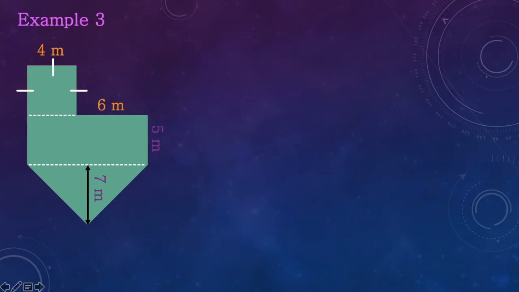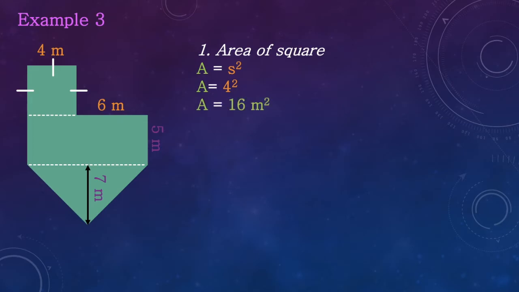So let's do our calculations. We're going to start with the easiest part, the area of the square, right? We only need one measurement since all the sides are equal. This is the equation we're going to use, of course. S squared, 4 squared gives us 16 meters squared for area. Right, so that's the easier one.